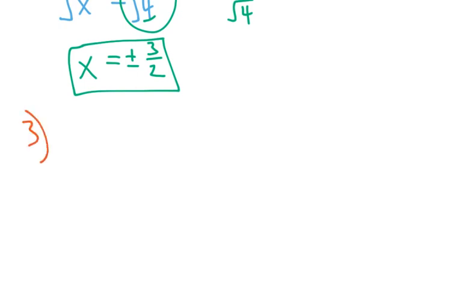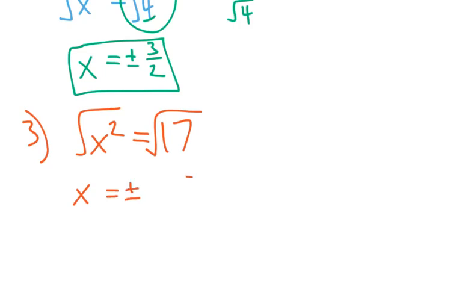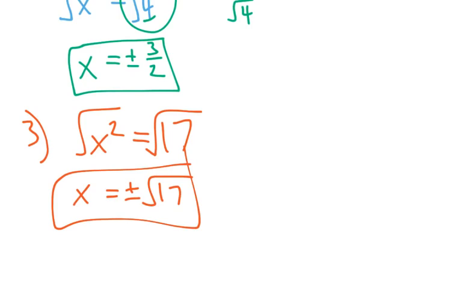So I'm just going to do a few. Now, let's say we have something like x squared is equal to 17. Well, here, take the square root of both sides. The catch is 17 doesn't have a nice square root. Now, if you want to, you could use your calculator and find a decimal equivalent, or you can simply say x equals plus or minus the square root of 17. And that is a totally acceptable answer.